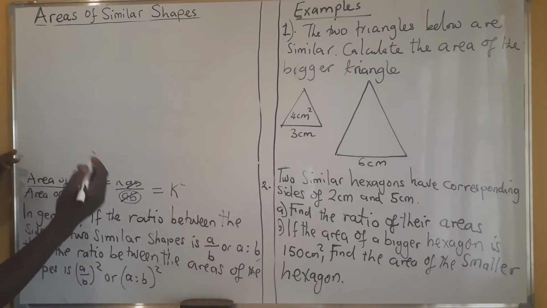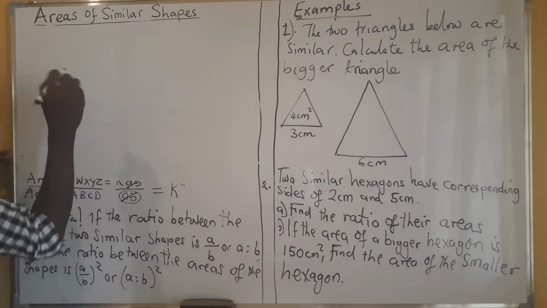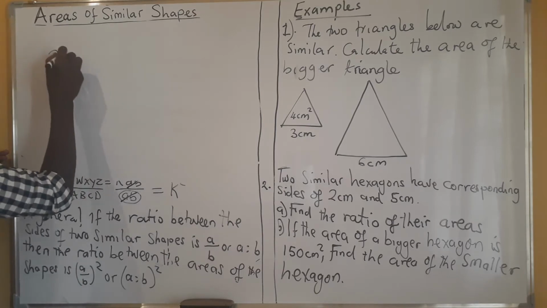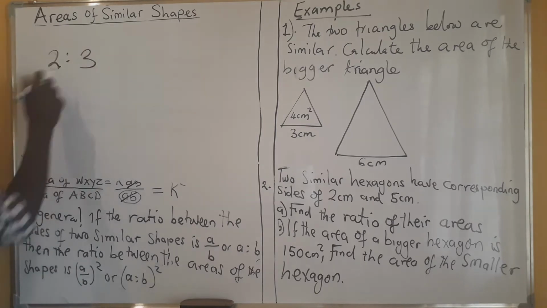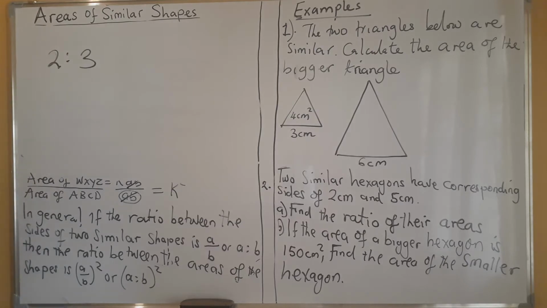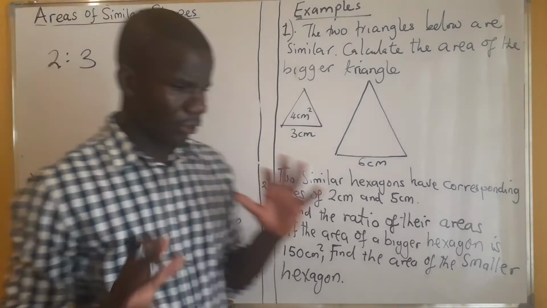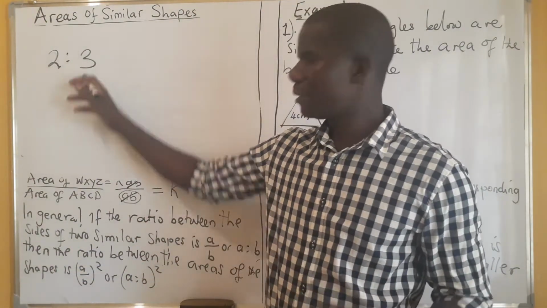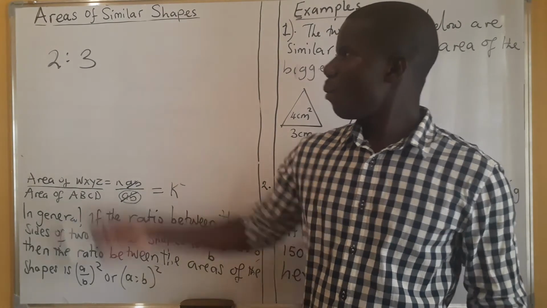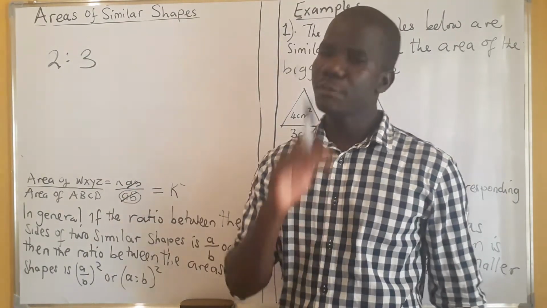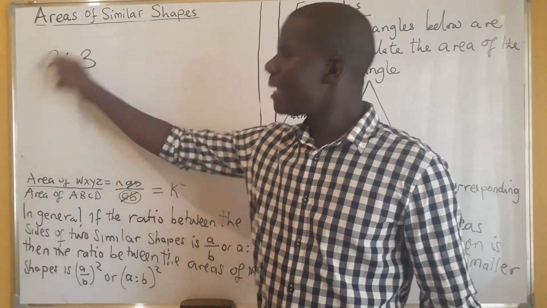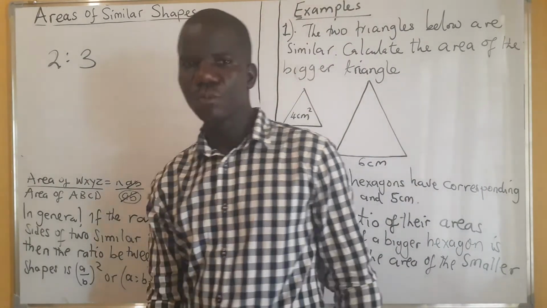What we are saying is that if the ratios of the shapes are 2 and 3, these are the original ratios of the shapes that are given. Then, please pay attention: what are the ratios of the area?